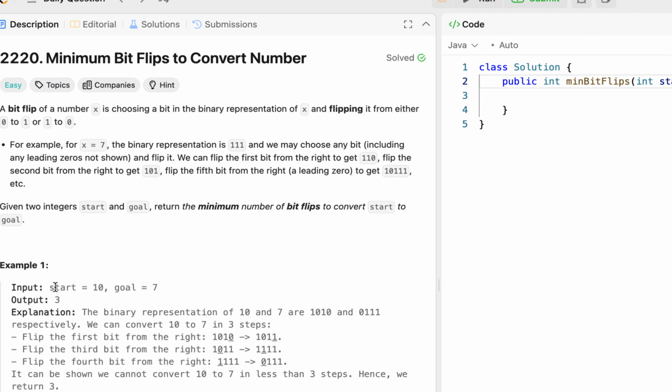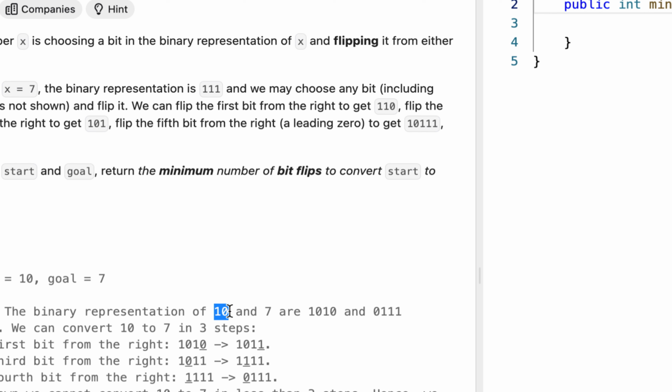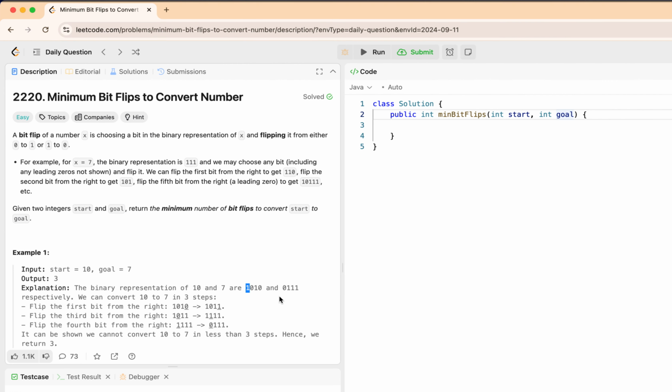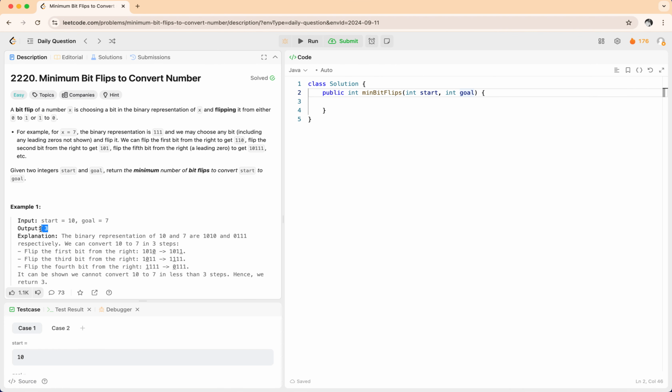The example is given for 10 and 7. The binary representation of 10 is 1010, and 7 is represented as 0111. At the unit position we have to do one bit flip, 0 to 1. At the next position a bit flip is not required, at the next it is required, and the leftmost 1 in 10 needs to be made 0. So in total 3 bit flips are required, and the answer that we have to return is 3.